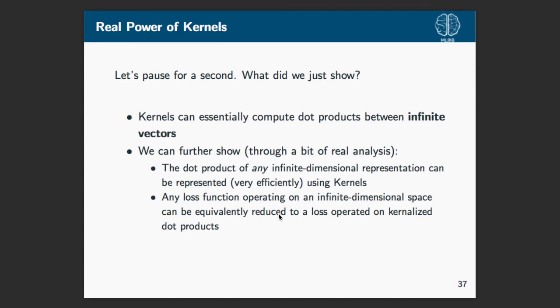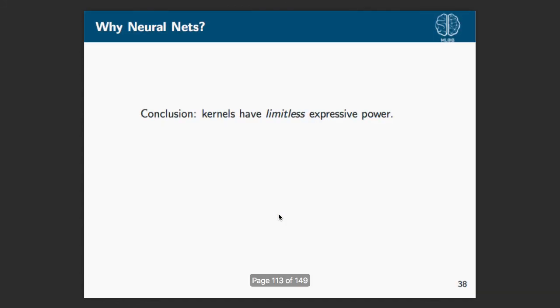So what are we saying? We're saying that kernels are an arbitrarily close approximation to infinite dimensional feature spaces. Yeah, holy grail. So the conclusion is that kernels have literally limitless power. Okay, what does this mean? Kernels have limitless power. Then why do we use neural nets? If kernels are so great, why do we use neural nets?